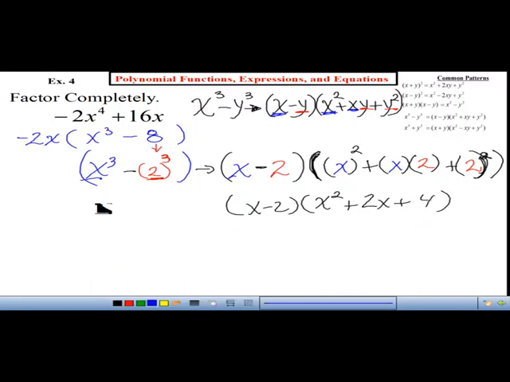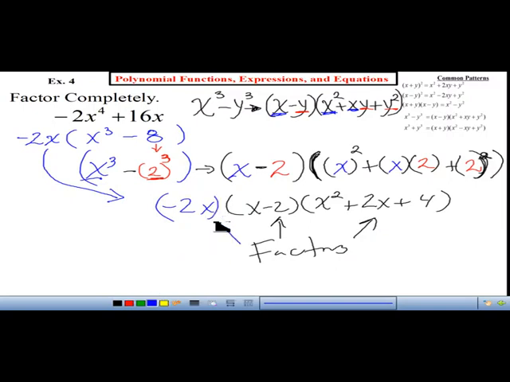The only thing we need is to bring down our what? Our GCF. And now these are our factors: 1 factor, 2 factors, and I'm going to put this in parentheses, 3 factors. Now, why did I stop right there, guys? Because if I was to multiply this out, it's going to give me this. And if I distribute this at the end in here, it should give me the same thing I started with.